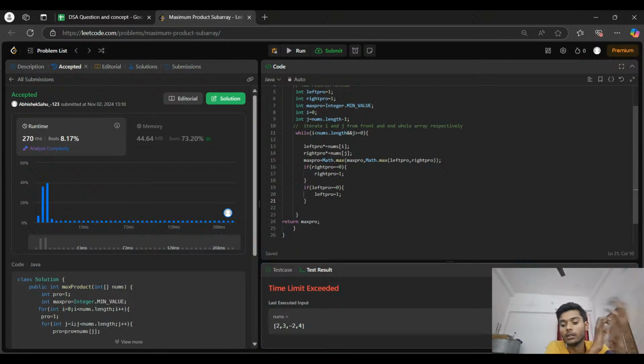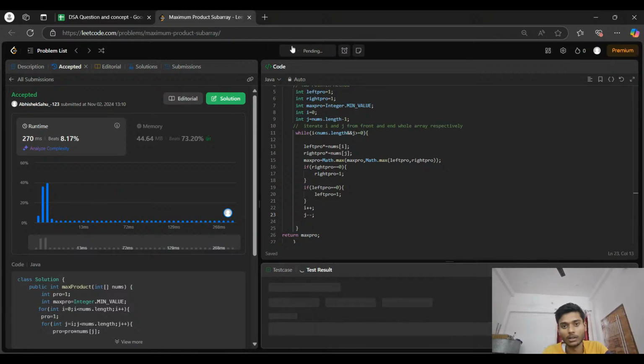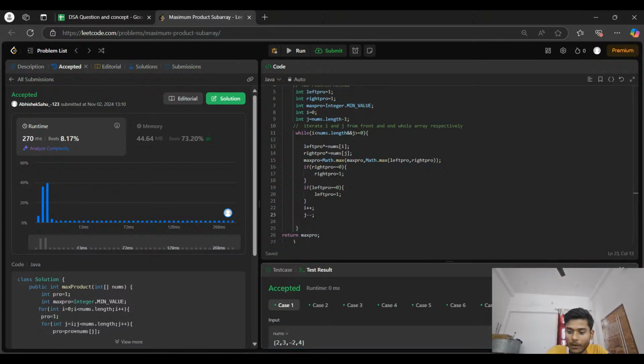Time limit is exceeded. Time limit is also exceeded, because you did not give i plus plus and j minus minus. You did not do this, right? It's my mistake, totally my mistake. All conditions are there except that. I don't know why it's giving zero.